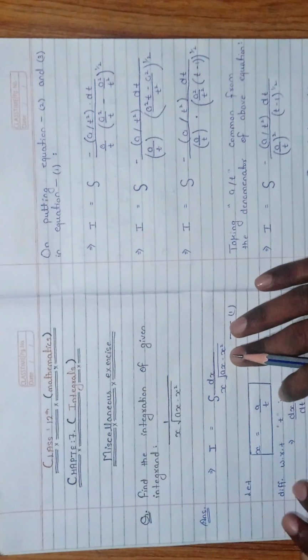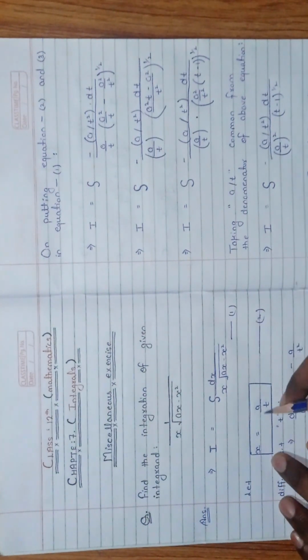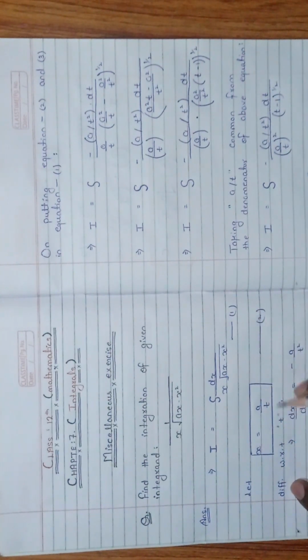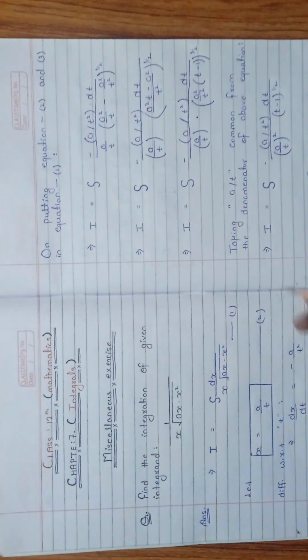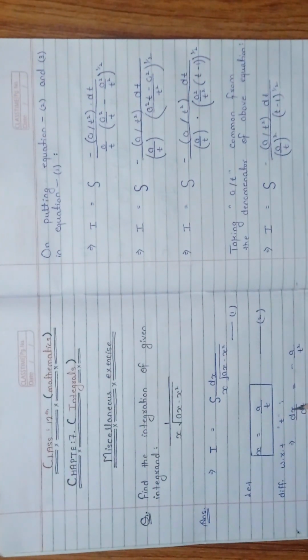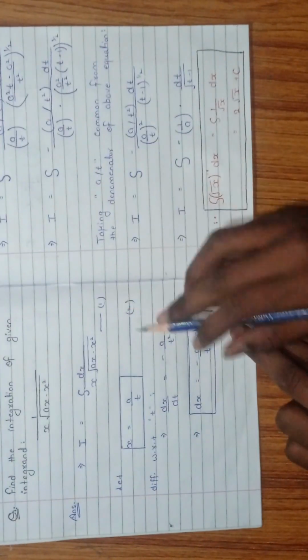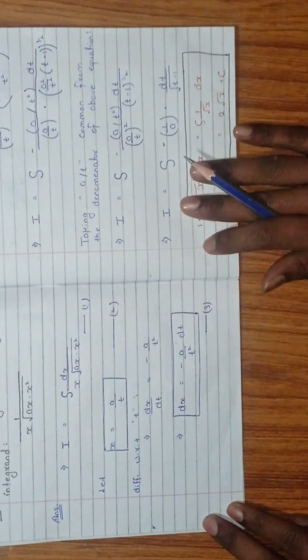So for this, we assume x is equal to a by t. Now we will differentiate this equation x equals a by t with respect to t. So differentiating this, we find that dx upon dt is equal to minus a upon t square. So from this we can find the value of dx, which is dx equals minus a upon t square into dt. We name this equation as 1, this as 2, and this as 3.